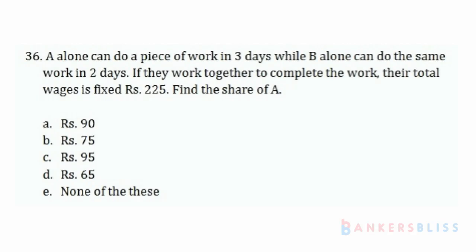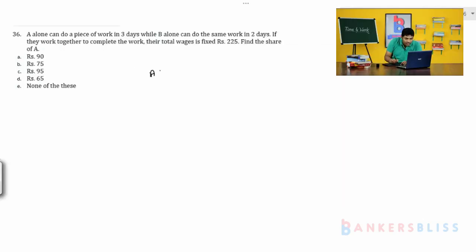Problem number 36. A alone can do a piece of work in 3 days. B alone can do the same work in 2 days. If they work together to complete the work, their total wages is fixed rupees 225. Find the share of A. See here, A is to B, that is 3:2. That is the time. Then how about the efficiency? Efficiency is inversely proportional to the time, because to calculate the amount we have to calculate based on the efficiency only. So efficiency will be 2:3.